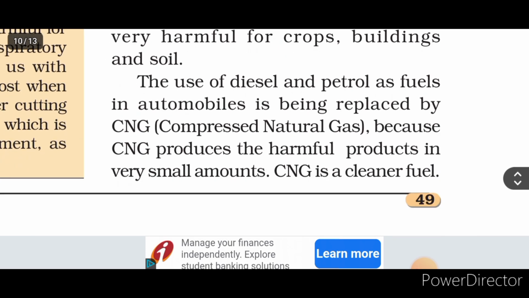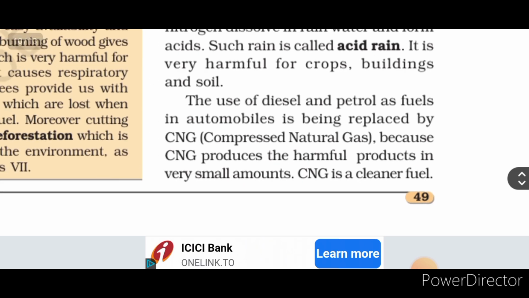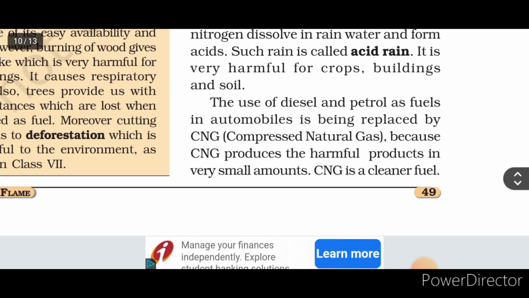The use of diesel and petrol as fuel in automobiles is being replaced by CNG, compressed natural gas, because CNG produces the harmful products in very small amounts. CNG is a cleaner fuel.